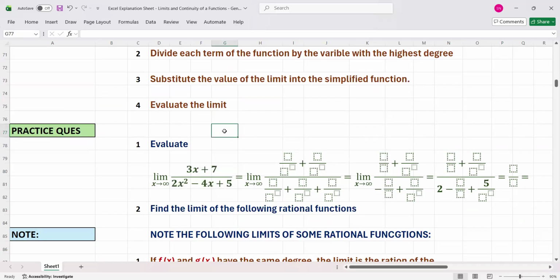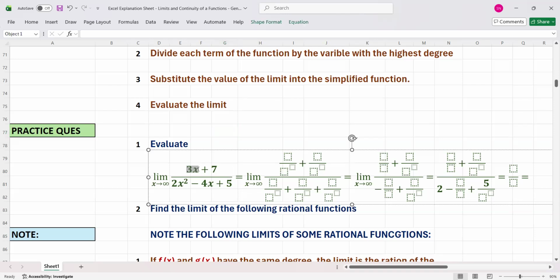What is the highest degree? The numerator and the denominator. What is the highest degree? Do you understand? The degree is 2. Yes, the degree is 2, x squared.